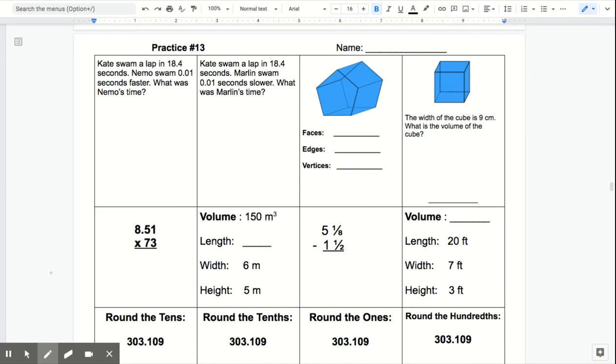Hi everyone, we're looking at practice 13 and 14 review today. Going to go through a few of these answers. Please take time to correct and understand the questions you had.